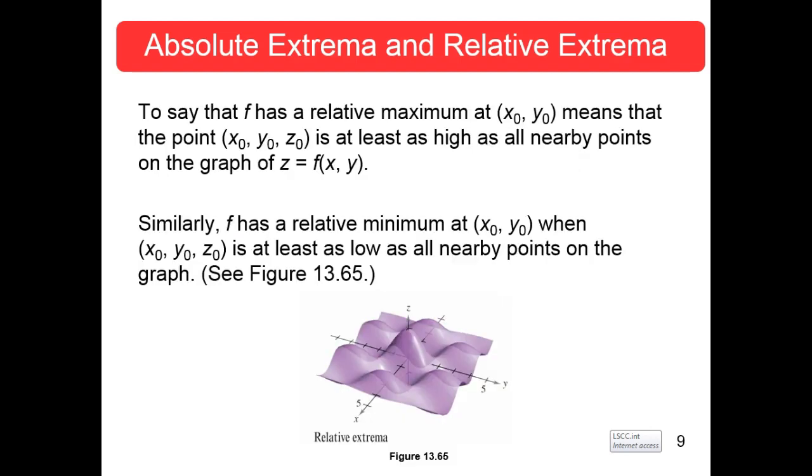To say that f has a relative maximum at x0, y0 means the point x0, y0, z0 is at least as high as all nearby points on the surface z equals f of xy. In other words, z0 is the maximum of all those z's that you find at nearby points of x0, y0. Similarly, f has a relative minimum at x0, y0 when x0, y0, z0 is at least as low as all the nearby points on the graph. In other words, z0 is less than or equal to any of the other z's.